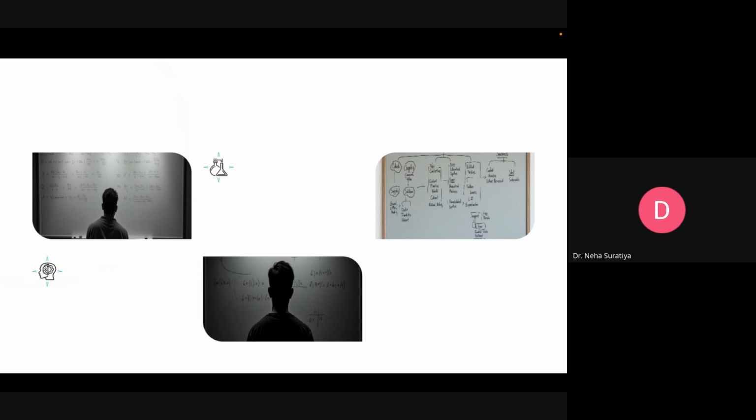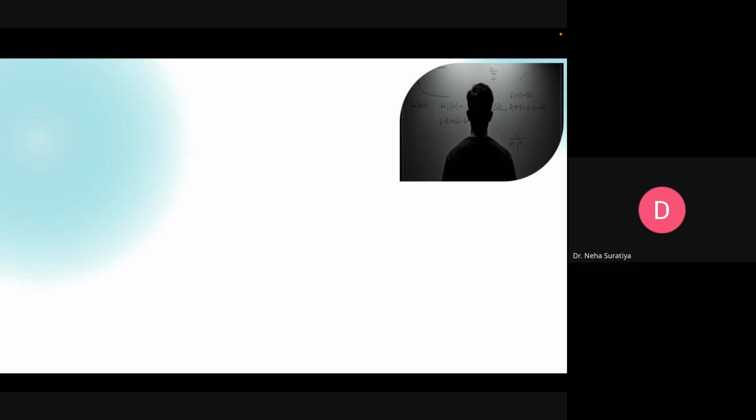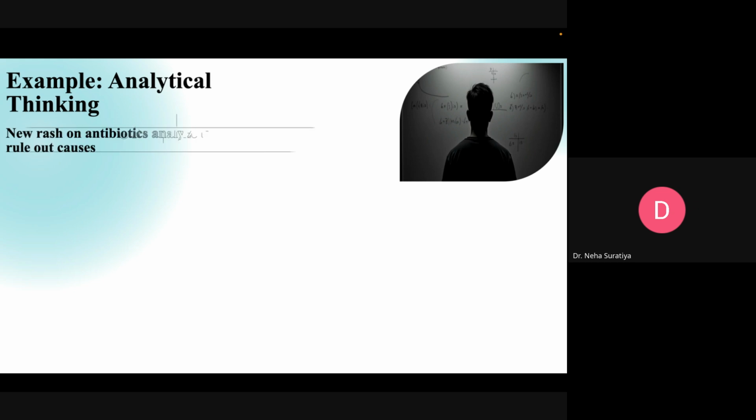We need to combine it with this analytical thinking. Analytical thinking is a stepwise hypothesis, logical evaluation, we can say, which is used when the situation is unclear, and this is the best when there are complex cases. Let me give you an example here of analytical thinking.